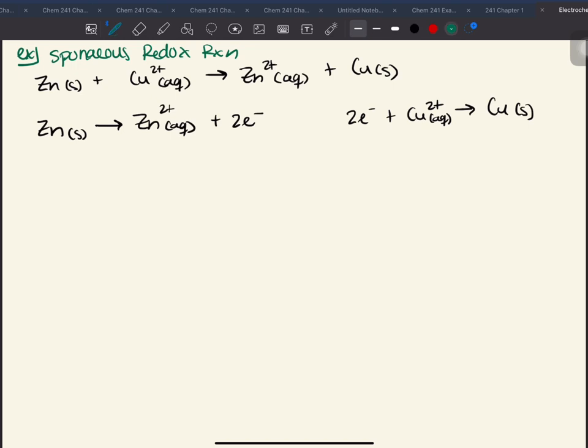If we look at this, we can see that zinc is producing electrons. They are being lost. So this is going to be what is oxidized. Zinc is oxidized. The electrons are being gained by the copper 2 plus. So the copper 2 plus is being reduced.